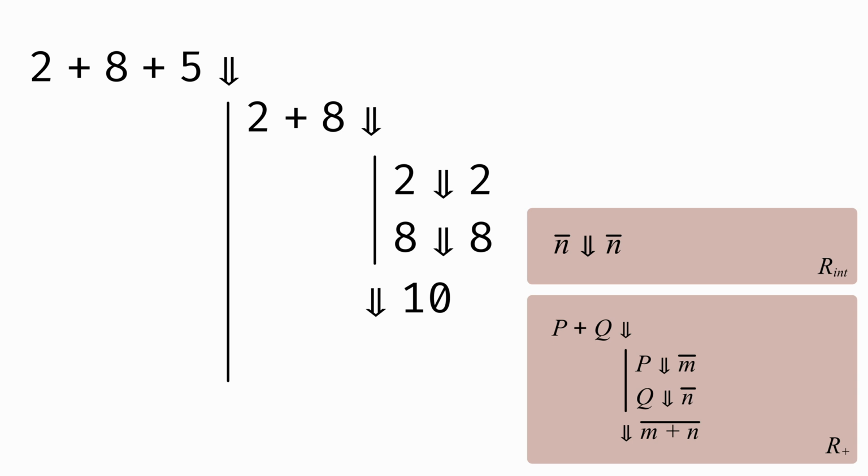That's the left half of the addition for the overall expression. Now we also need to evaluate the right side, which is the expression 5. That's just an integer, so it evaluates to itself. So the left half of our addition evaluated to 10, and the right half evaluated to 5, which means this whole expression evaluates to the sum of those two values, 15.